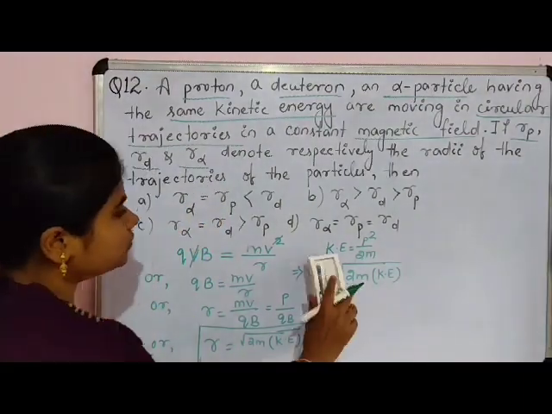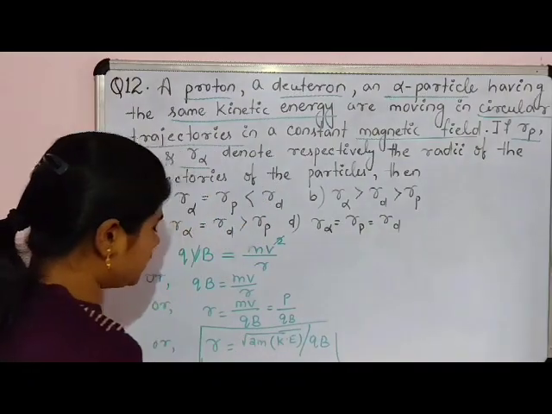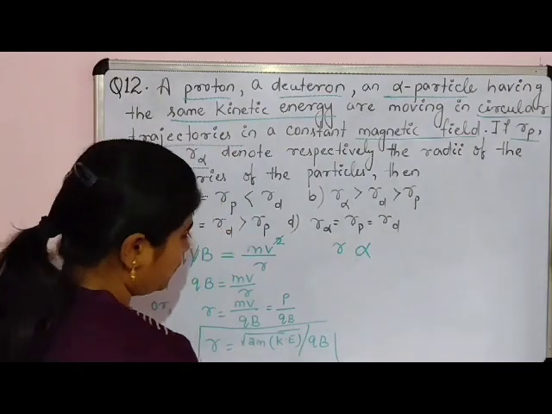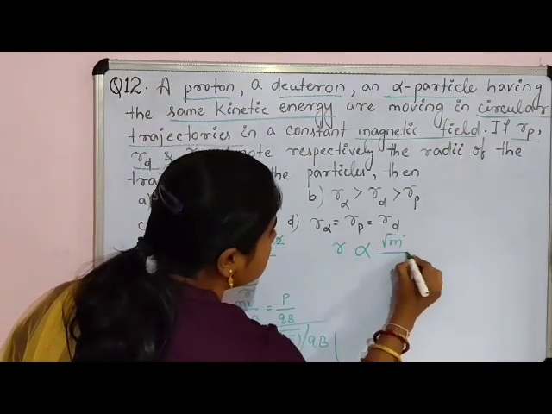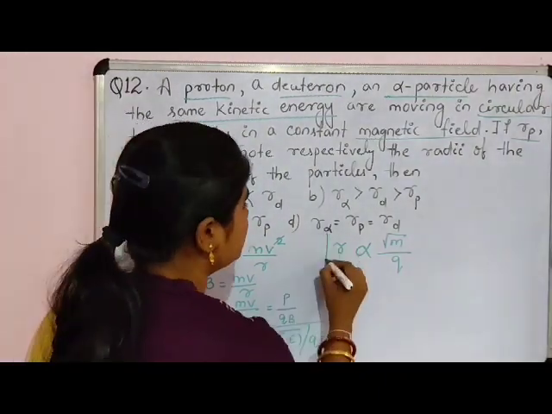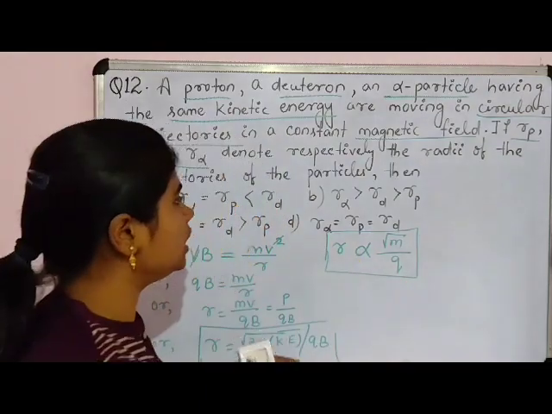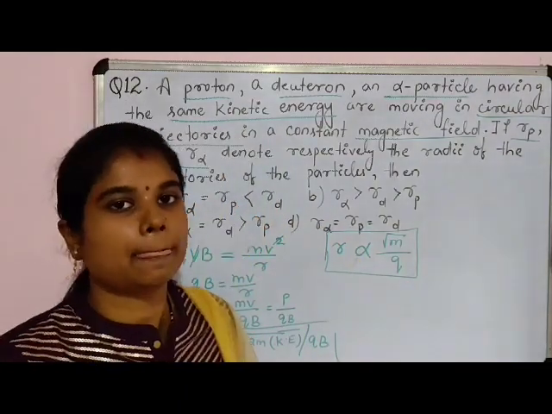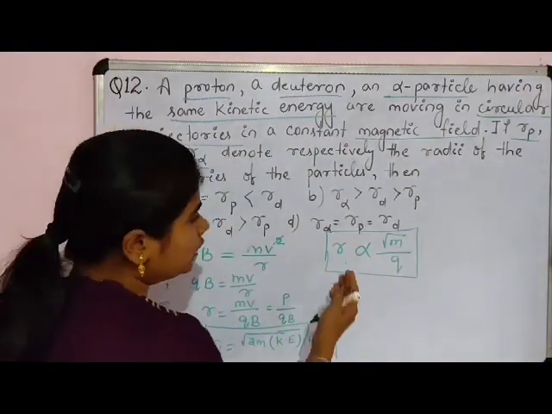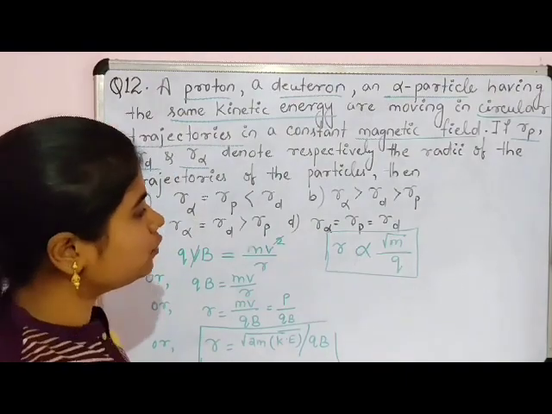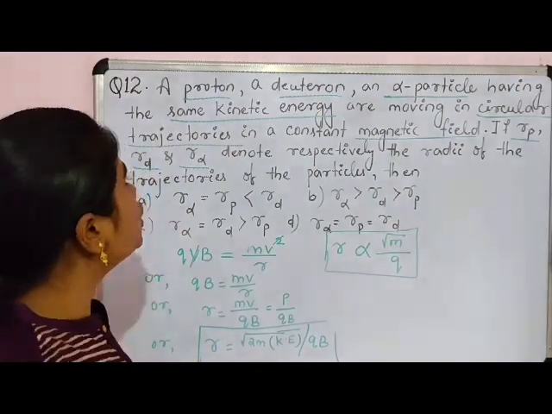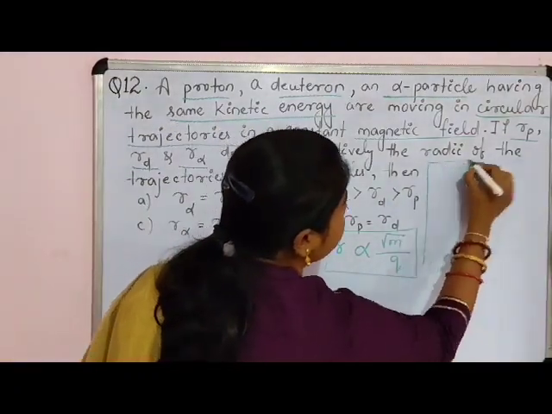So we can say that this radius of curvature, the radius of the circular path, is proportional to square root of mass divided by charge of the particle. Okay. Now this is the relation using which we can find the relationship between the three radii. Clear? So to know the relation between the radii, first of all we should know the mass and the charge of each of the three particles.